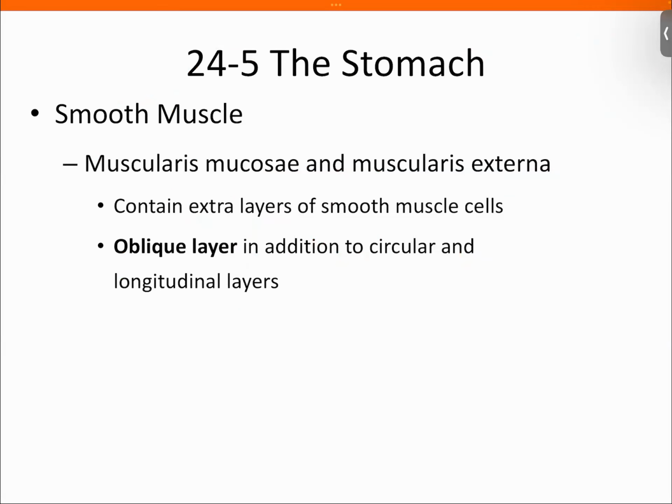So that's all basically around the muscularis externa. It has the muscularis mucosae, which is associated with the mucosal layer. But then the externa is going to be the one with the 3 layers. So it has your extra oblique layer of smooth muscle.